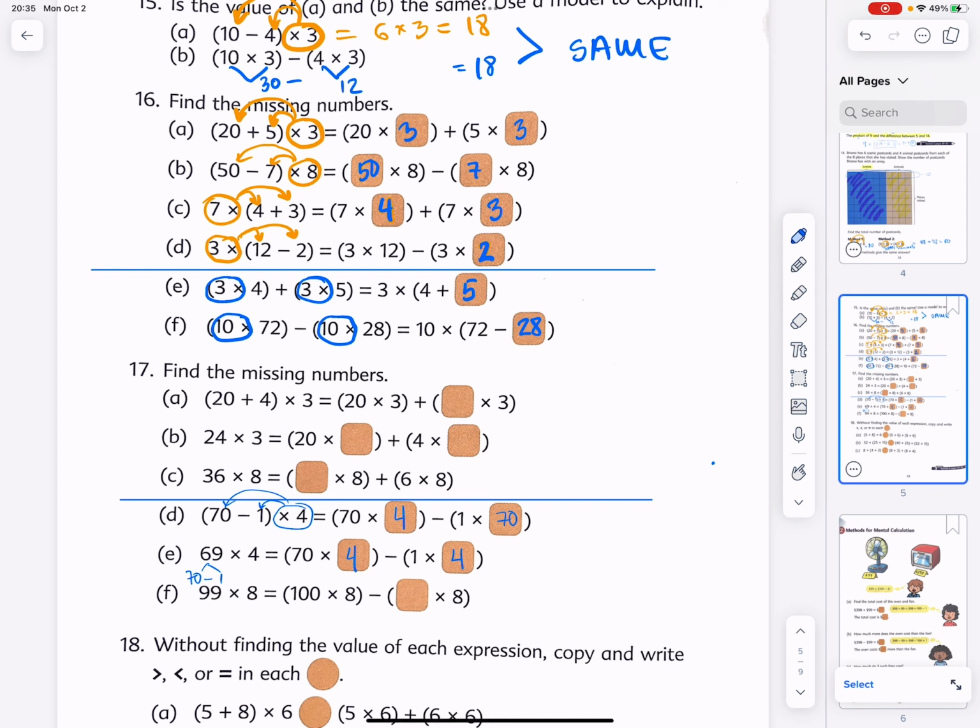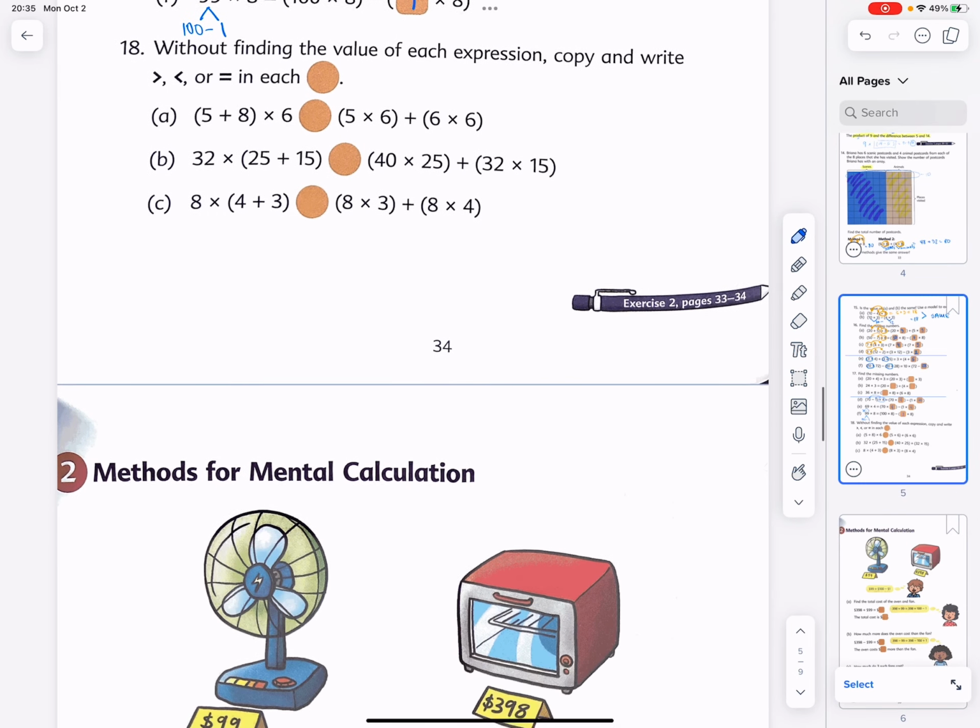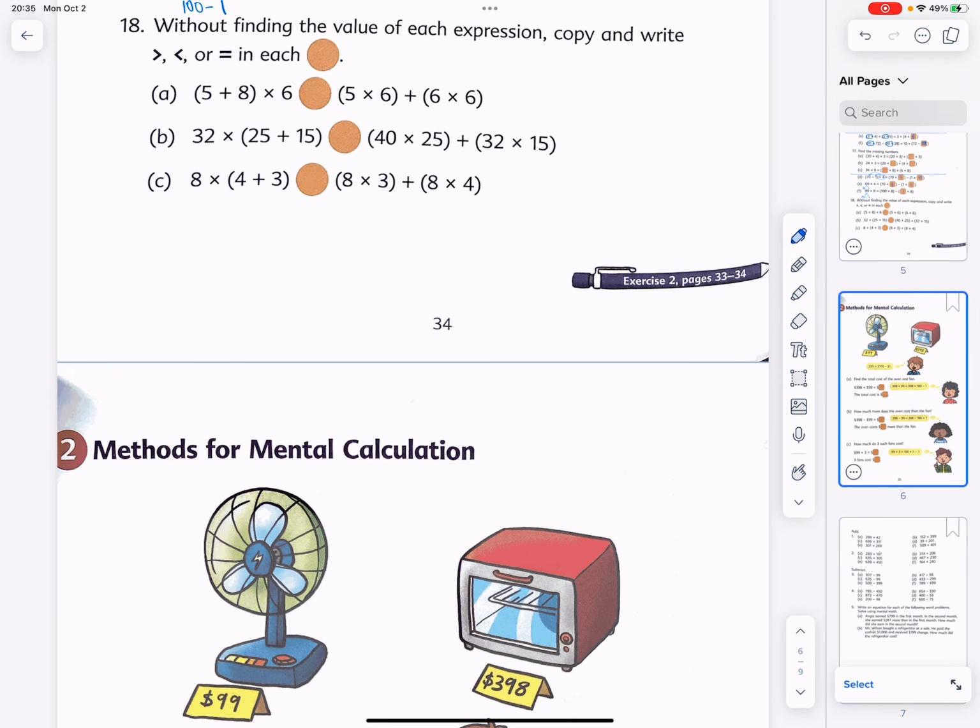And finally, 99 times 8. We can think of 99 as 100 minus 1, that's an easy way to represent 99. So we can say 8 hundreds minus 1 eight would give us the same answer. Again, we're using the distributive property. Take a look at number 18. We don't need to calculate.